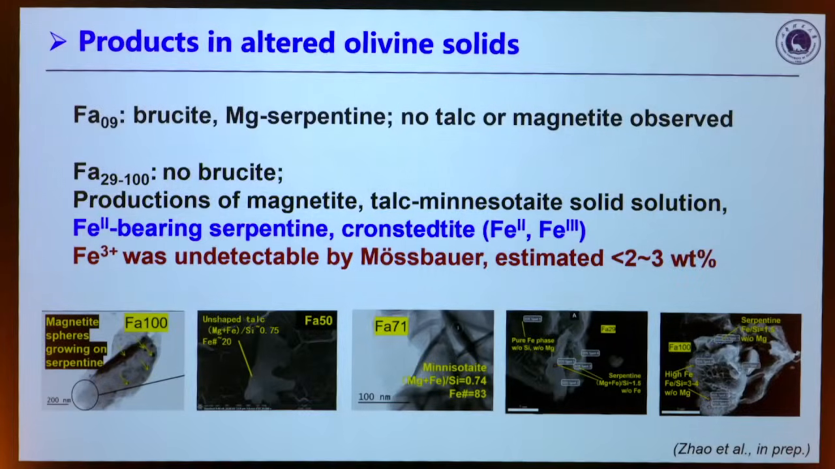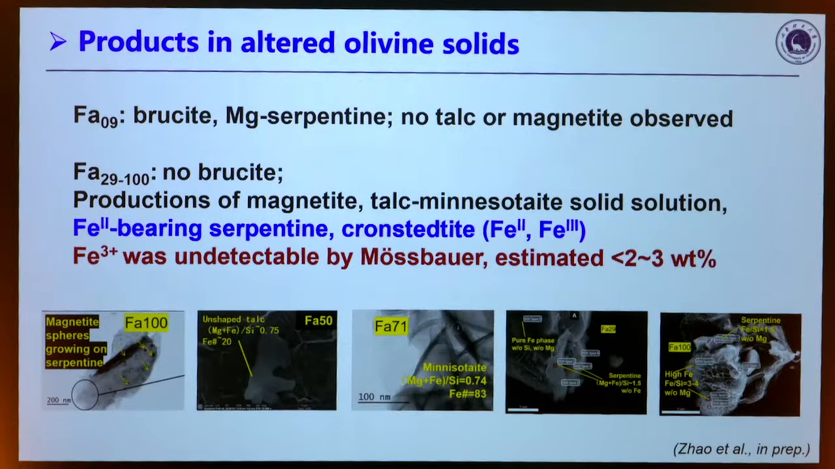For the altered olivine products, as for San Carlos, we have brucite, magnesium serpentine, and no talc or magnetite observed, as we expected for the very early stage of serpentinization of forsterite. But for all the iron-rich olivine, we find no brucite, and we also find magnetite, talc, and minnesotaite in the system. We can also identify the ferrous-bearing, iron-bearing serpentine in the Fa30 experiments, and in most other experiments we found iron serpentine, cronstedtite, as the major product.